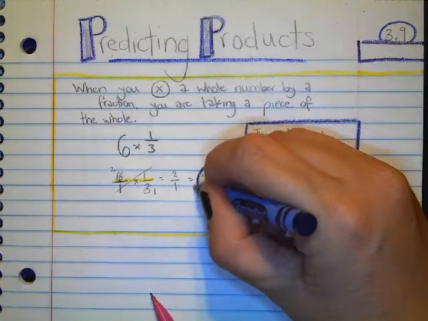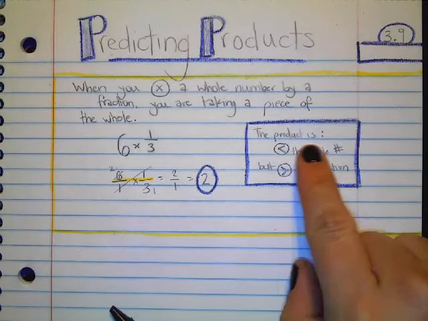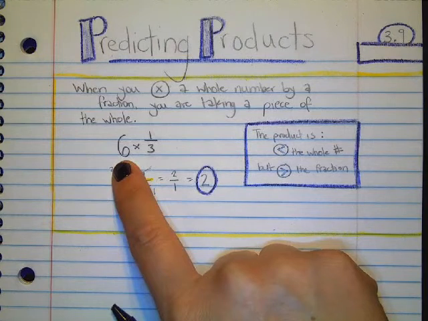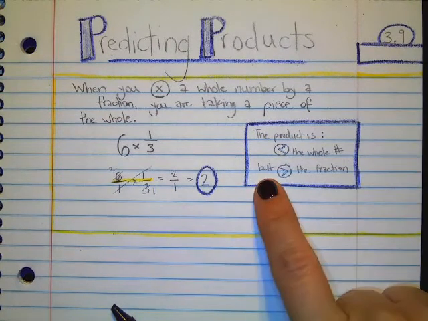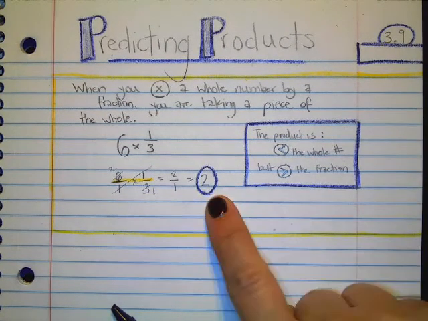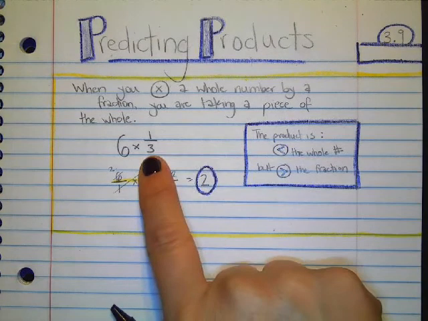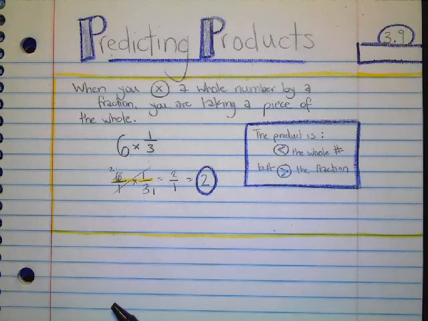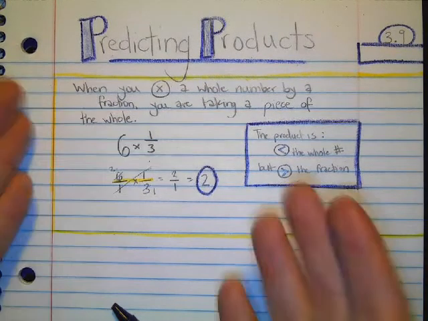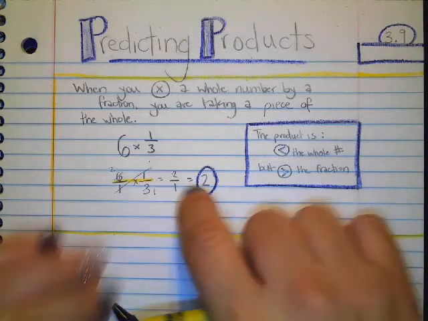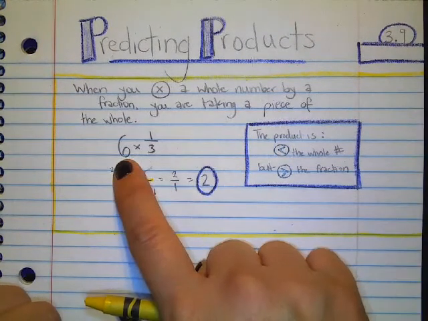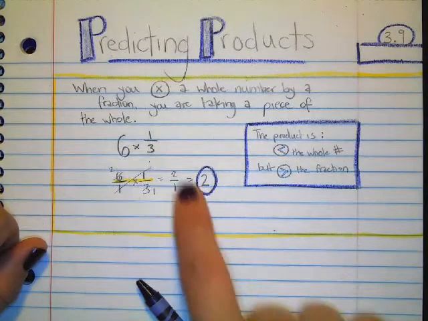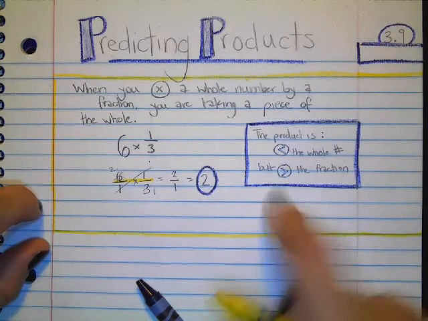Let's go make sure that our statements over here in the box made sense. The product is less than the whole number. Is 2 less than 6? Yes. Is it greater than the fraction? Is 2 greater than a third? Yes. So we did this correct. Anytime you take a whole number and you times it by a fraction, or vice versa, if you were to take a fraction and multiply by a whole number, using the commutative property, you change the order of those, you would still get 2, no matter what that looks like, and those things would still be true.